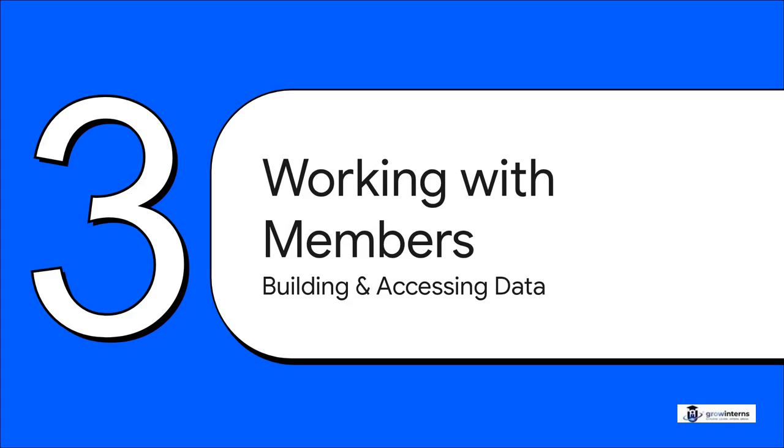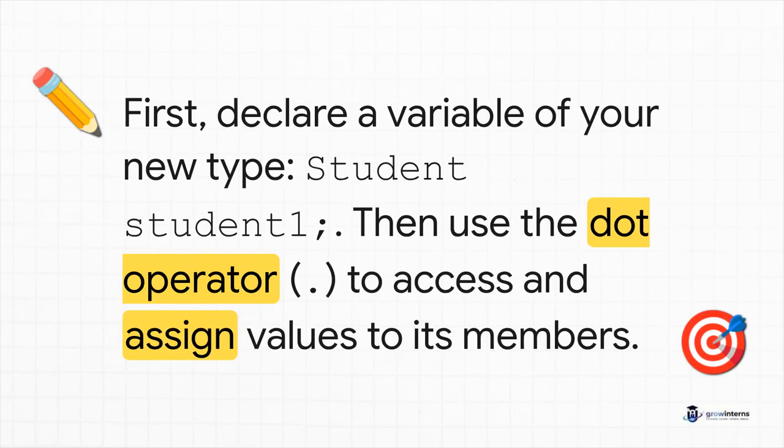Now that we've defined what a student is, let's go ahead and create a variable of that type. Then we'll see how to get to all the little pieces of data inside it, which, by the way, we call members. Creating a struct variable is going to feel really familiar. You just state the type, in this case student, and give it a name, like student1. Simple. But how do you get to the name inside student1? For that, we use the dot operator. It's that little period right there. It lets us drill down into the struct and assign a value to a specific member.